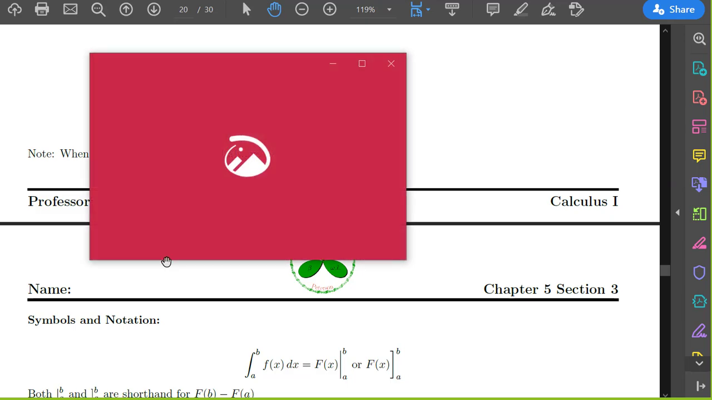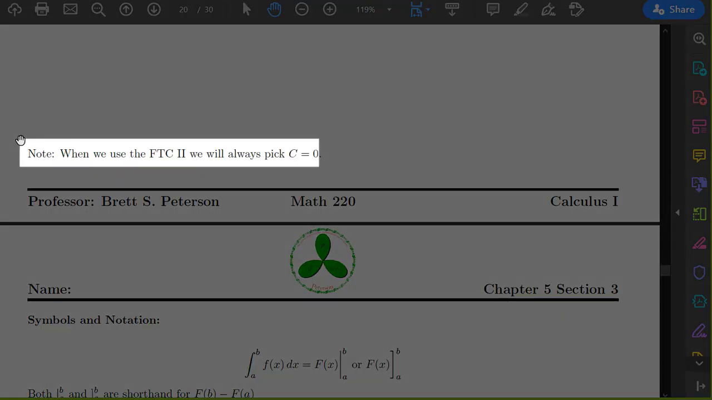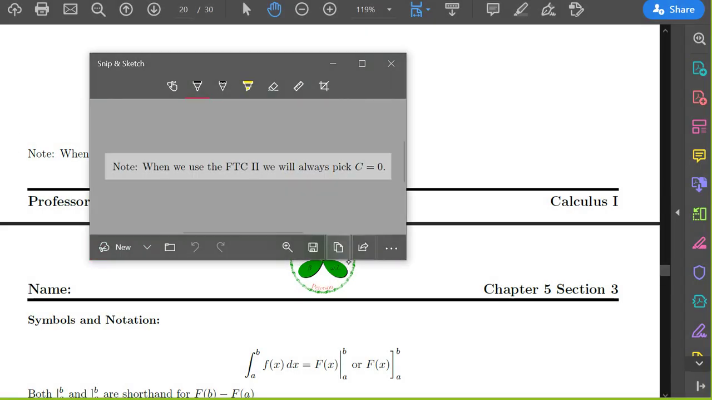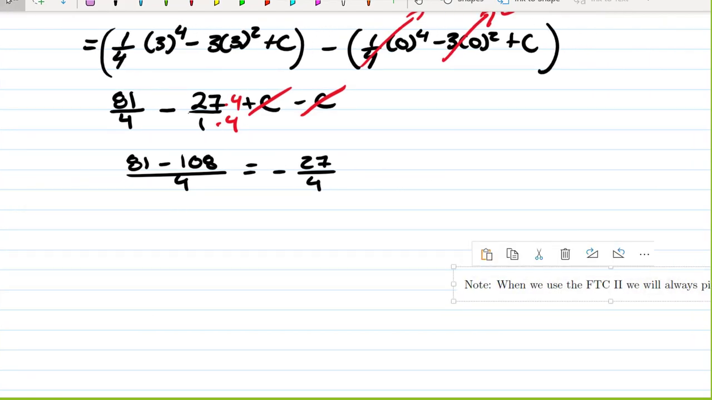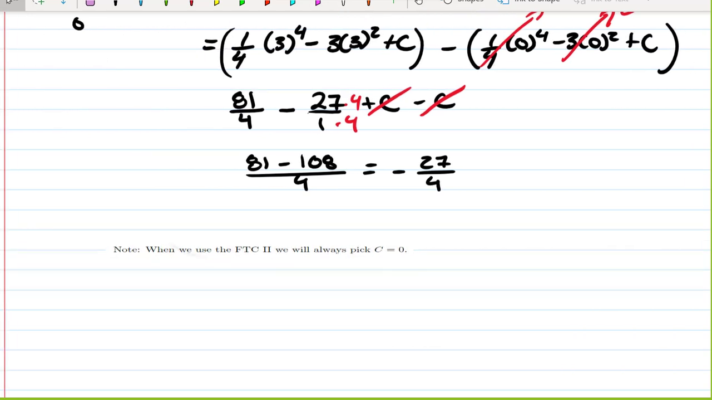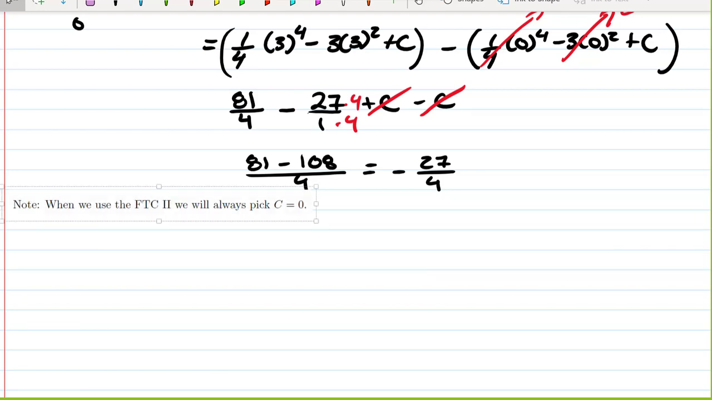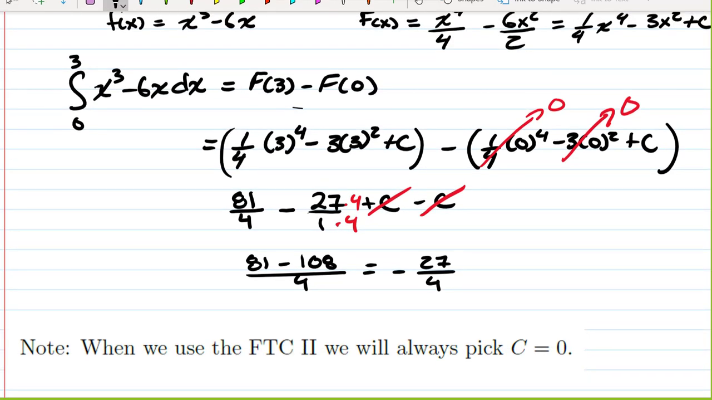So the first one is that note. When we are using the fundamental theorem of calculus part 2, we will always pick the arbitrary constant of integration to be 0. And the reason that we can do that is what I was just talking about, as we saw in this example where I didn't pick it to be 0. No matter what we pick it to be, we're going to add it and subtract it, but positive c minus c is going to give us 0 every time.